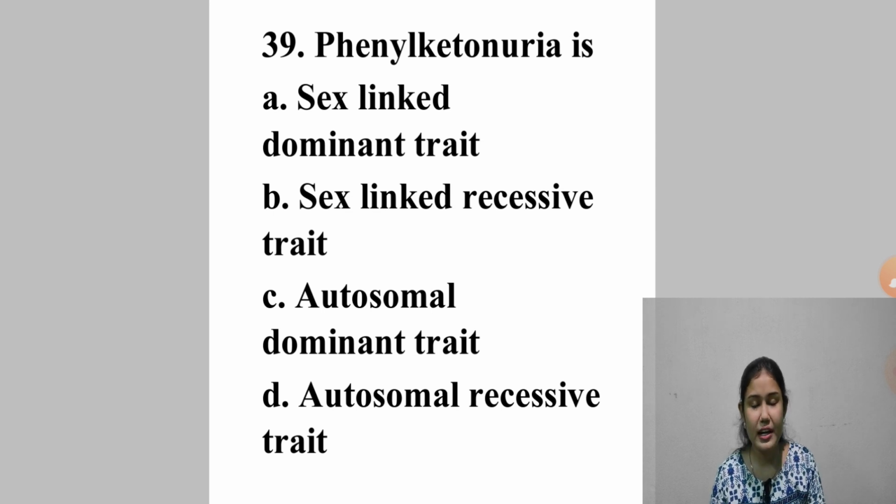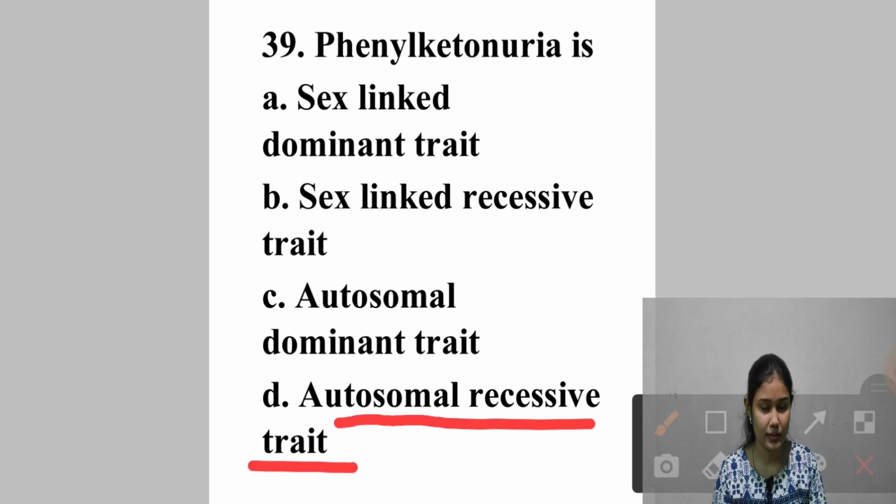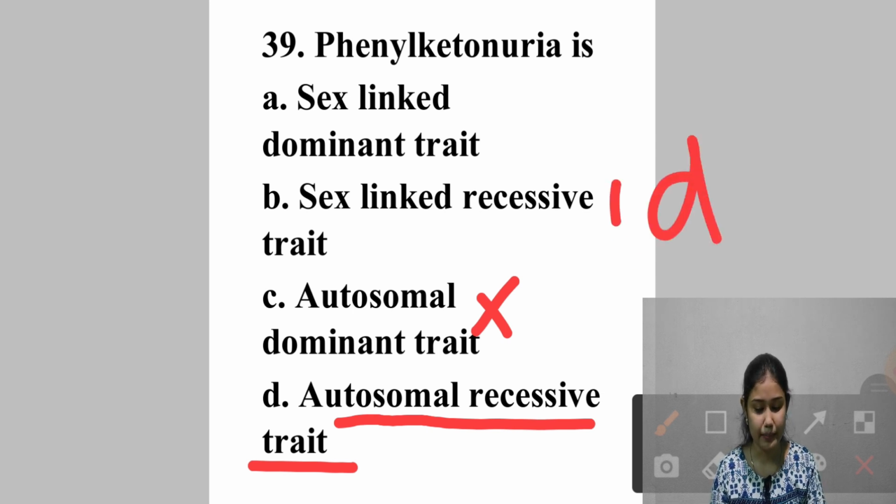So these traits appear with equal frequency in both sexes. So in autosomal recessive disorder, 2 copies of an abnormal gene must be present in order for the disease or the trait to develop, right? So what is this phenylketonuria? It is an autosomal recessive trait. Okay, not dominant. Okay, अगर हम पेडिग्री एनालिसिस करेंगे phenylketonuria का तो it skips a generation. Okay, now come to question number 40.